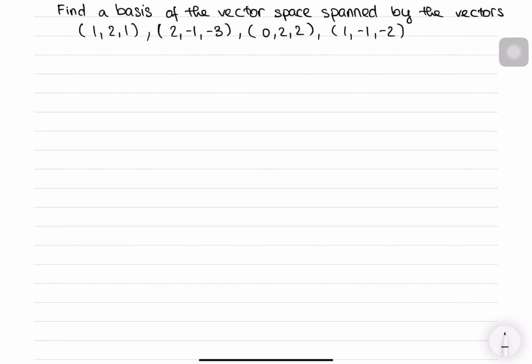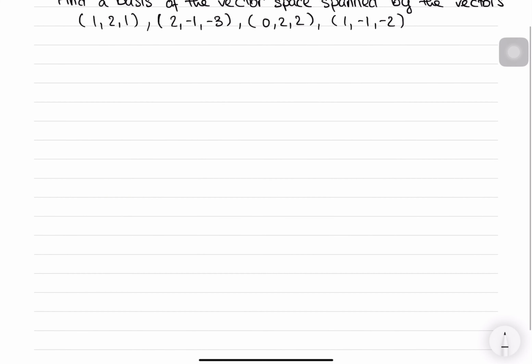Today we're going to solve this problem. Find a basis of the vector space spanned by the vectors. And we have a set of vectors here. What we're going to do is convert these vectors into a matrix. Then we'll reduce the matrix to echelon form and find the pivots, correspondingly to the columns which contain them.